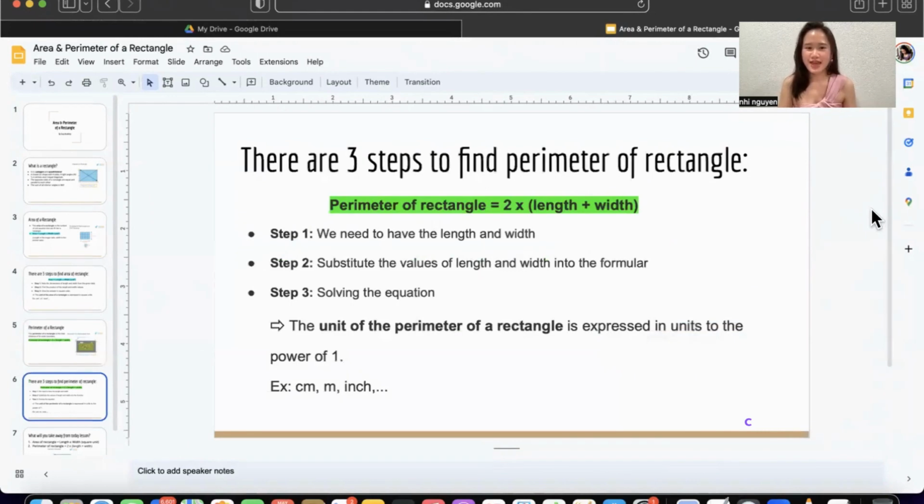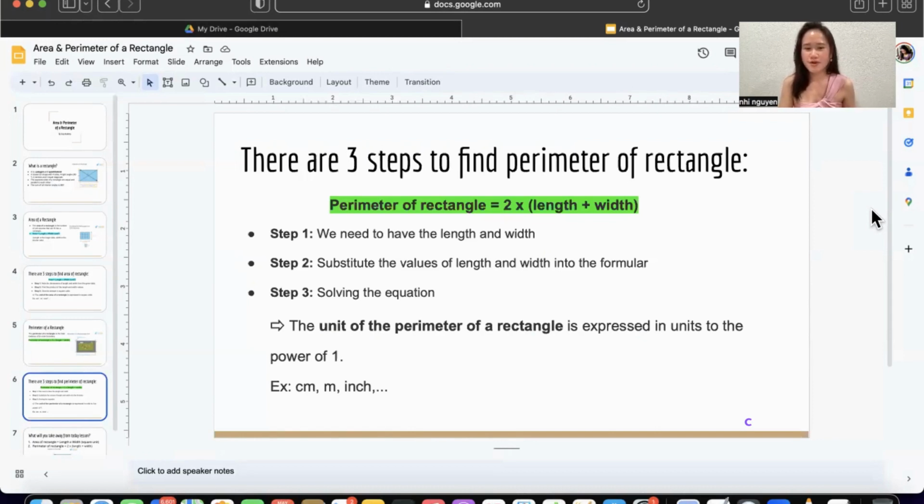Again, we have 3 simple steps to find perimeter of a rectangle. Step 1, we need to have the length and the width. Make sure they are in the same unit. Step 2, substitute the values of length and width into the formula. And finally, we solve the equation. We find the perimeter of the rectangle.